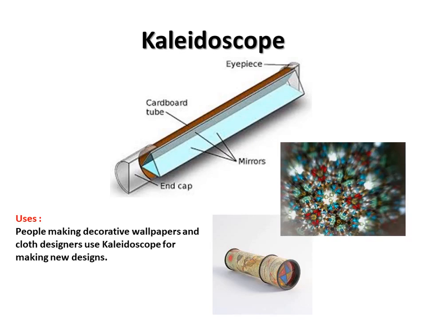Now insert 4 to 5 colored glass pieces in the hollow of the mirrors. Close the other end with a white paper and make a hole in it. Look through the hole towards light. You will see innumerable images of the glass pieces. These are formed due to the reflection by the three mirrors.